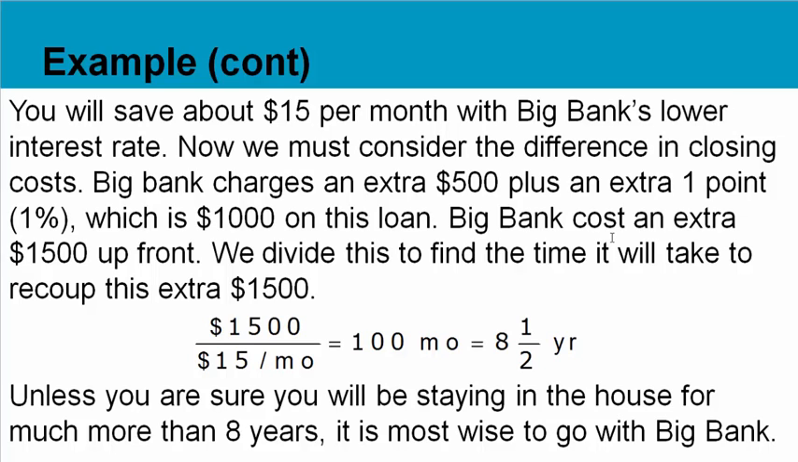So unless you're sure that you're going to be staying in your house for more than 8 years, it would be better to go with Big Bank and pay a little extra per month and not have to pay all those extra upfront costs. But if you're going to be there in the long run, for more than 8 years, then those extra upfront costs get spread out over a longer time, and they end up not costing more than the $15 you're saving. You're saving $15 a month, and after a certain amount of time, that pays for that extra 1,500, and then it keeps paying, so you actually end up saving money.